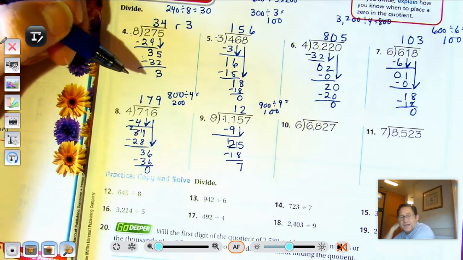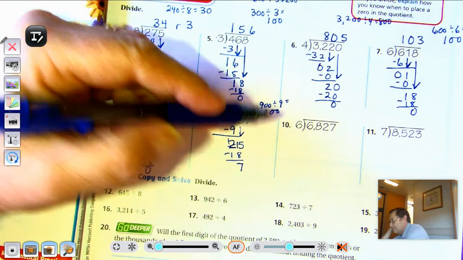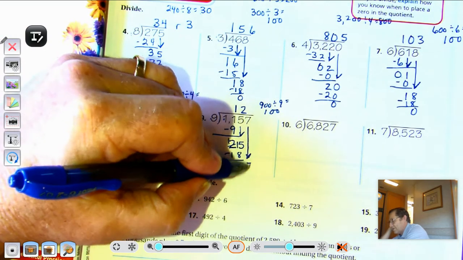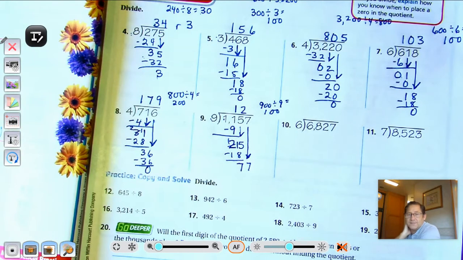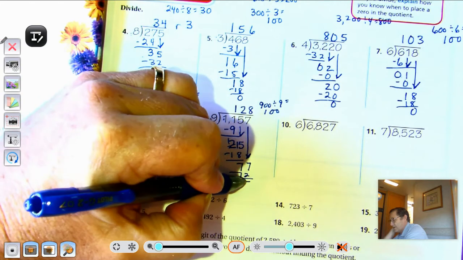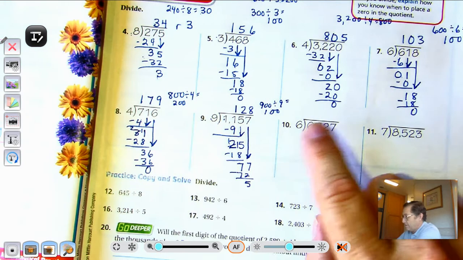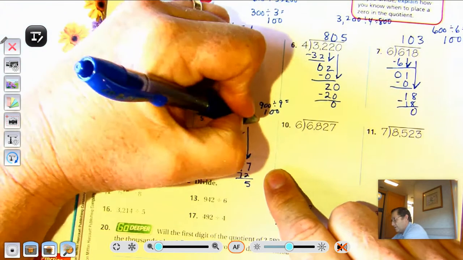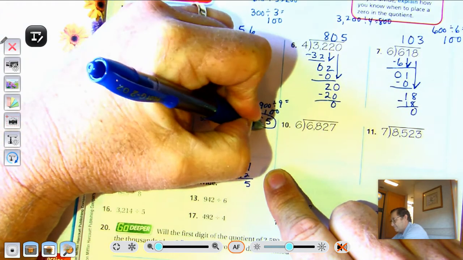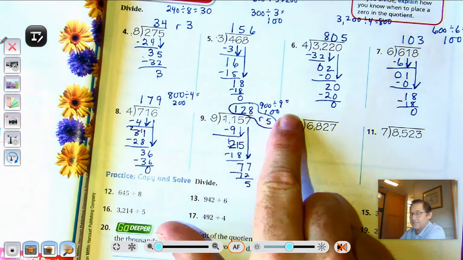7 tens can't be shared with 9 groups. So let's trade the 7 tens that are left for 70 ones and bring down the other 7 ones that we already have. So 77 ones divided by 9. Well, the closest we can get is 9 times 8, 72. So 9 times 8 ones is 72 ones. Subtract, we get 5 left. You can't share 5 with 9 groups. There are no other digits to bring down, so we have a remainder of 5. So 128, remainder 5. And 128 is close to 100.